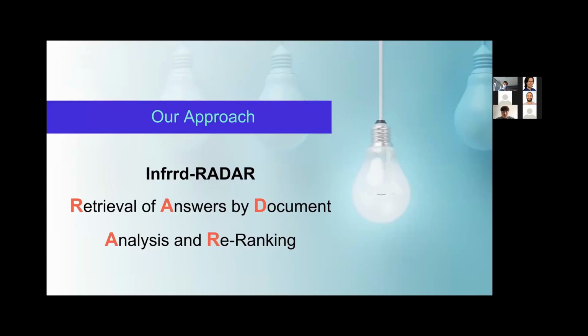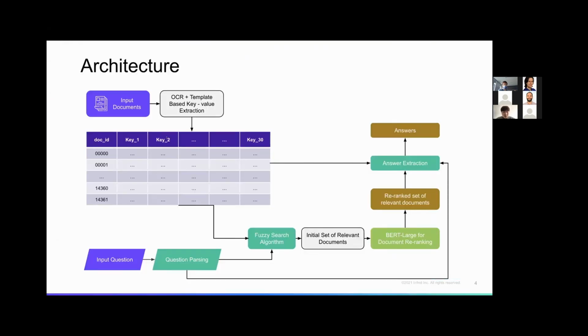So here we present our approach, Infer Radar, standing for retrieval of answers by document analysis and re-ranking. Here's the high-level architecture for Infer Radar. There are 4 main modules in our approach: key value pair detection, question parsing, document retrieval, and answer extraction.